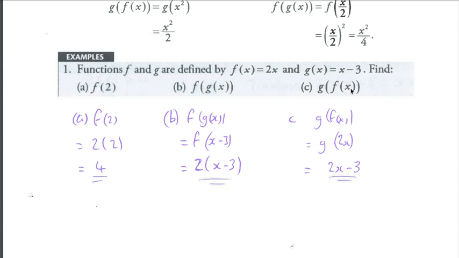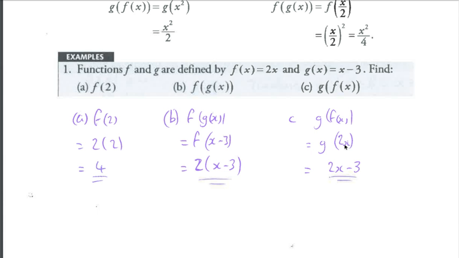Right, g of f of x. So what's f of x? f of x is 2x. So that becomes g of 2x. Now again, how do I find g of 7, for example? Well, g of 7 would be 7 minus 3. g of 9 would be 9 minus 3. g of a would be a minus 3. g of 2a would be 2a minus 3.